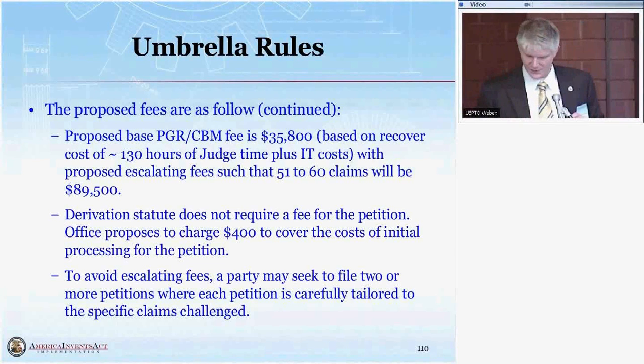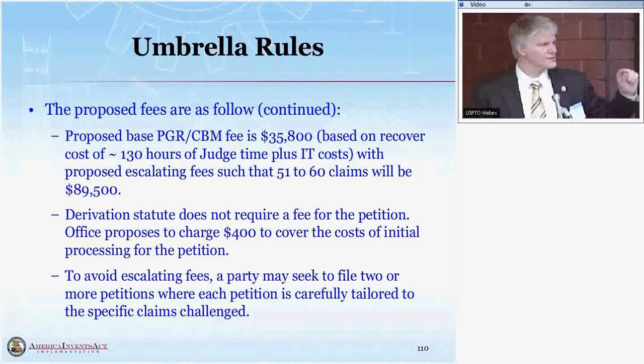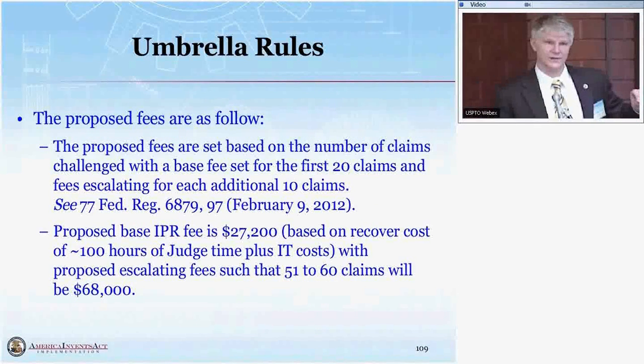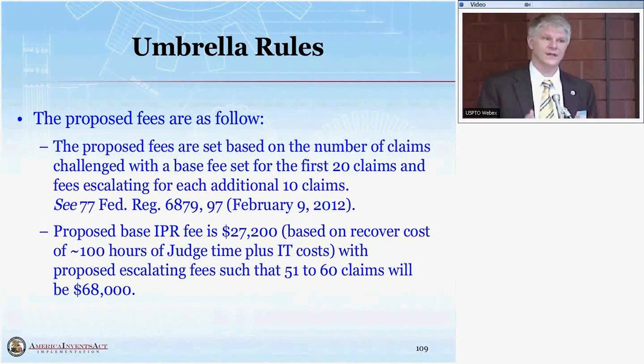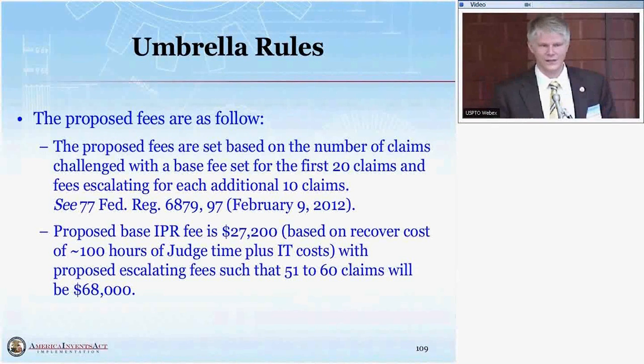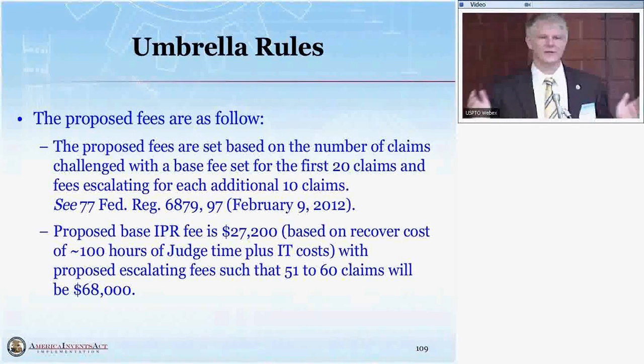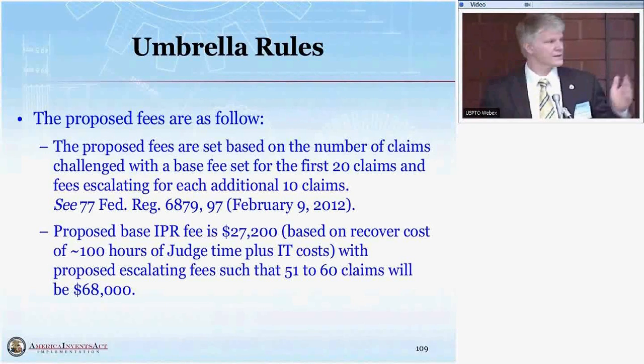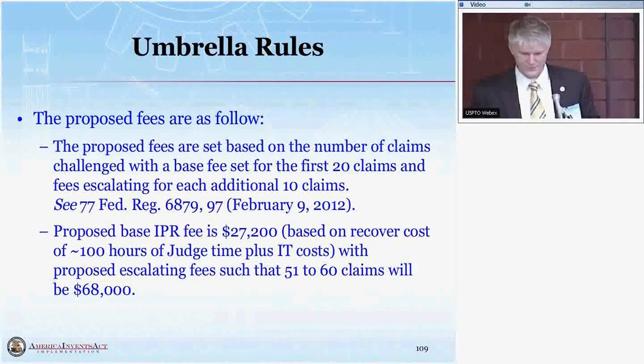If I go back a slide just a moment, we're estimating about 100 hours to do an inter-party review in the office if it's a case of 20 claims or less. Now, that 100 hours is an average where some of these cases are going to settle early, some will settle late. So 130 is just an average across all cases because we don't know in advance which one will settle, which one won't. Similarly, I'm going to turn over to the post-grant review.